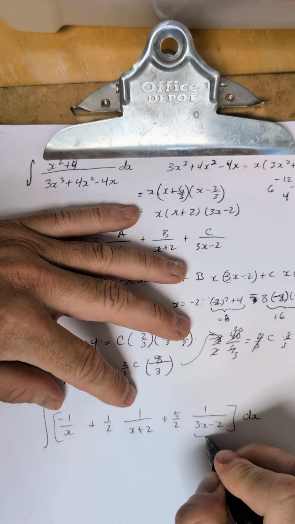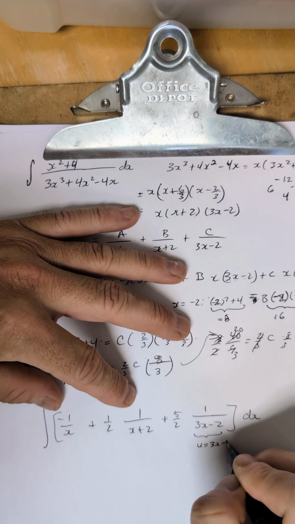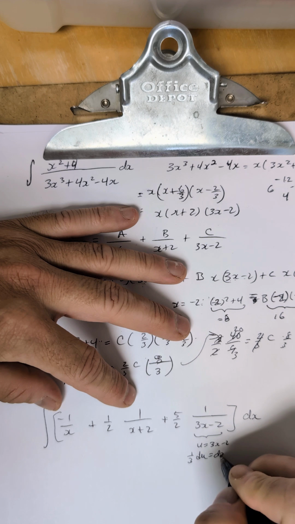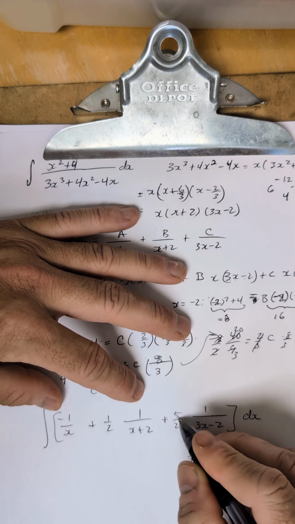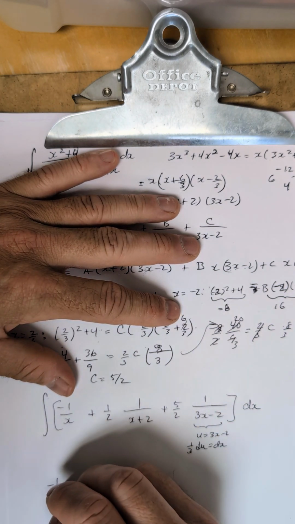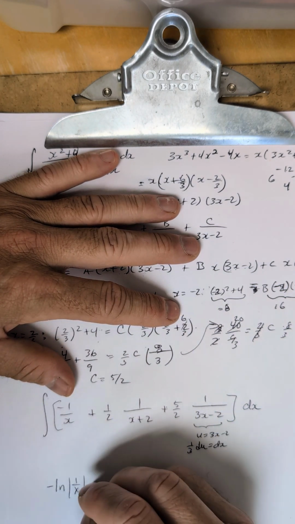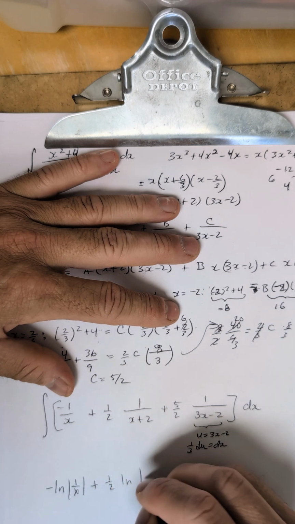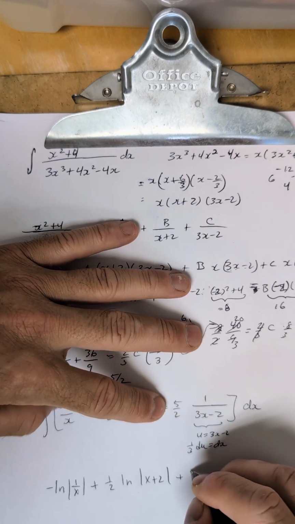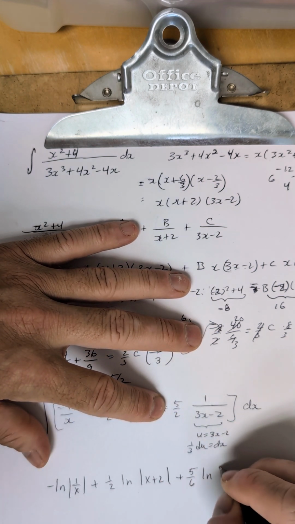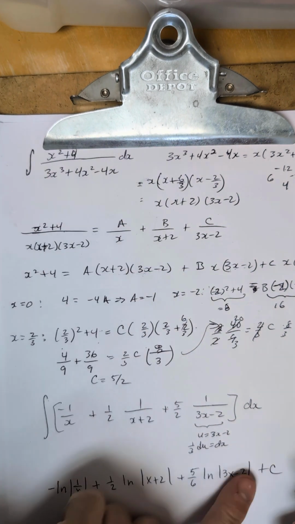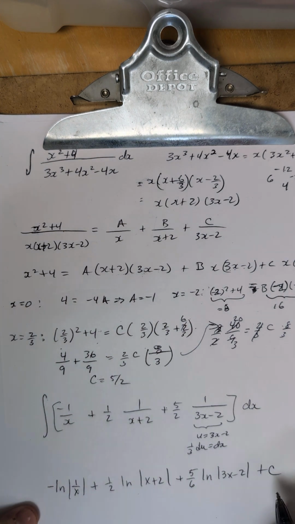And using the u sub here, u is equal to 3x minus 2, so 1/3 du is equal to dx. So that means I'll have a factor of 1/3 out in front here. So I'm going to integrate each of these terms individually, so I get negative natural log of x, plus 1/2 natural log of x plus 2, plus 1/3 times 5/2, which is 5/6, natural log of 3x minus 2, plus a constant.